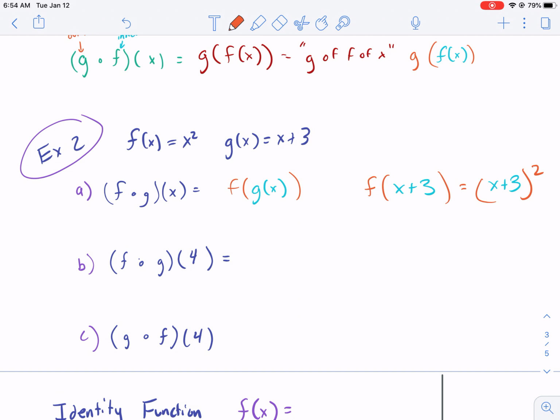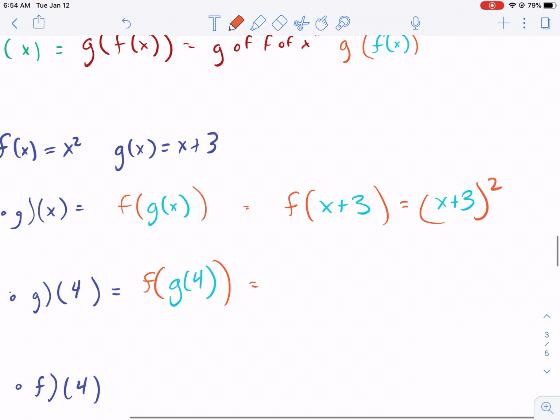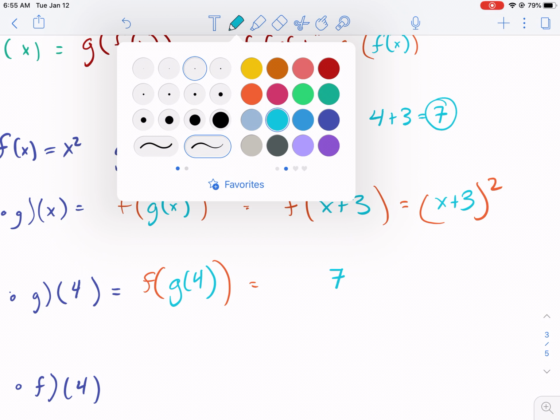So now what we're going to do is take g of 4 first, and for part B, then we're going to take the f of that, okay? That's equal to, well, we're going to put 4 in for x for g. So g of 4 is going to be equal to 4 plus 3. That's equal to 7. So we have our value for g of 4. That's 7. So what do we do now? Well, we're going to take f of 7.